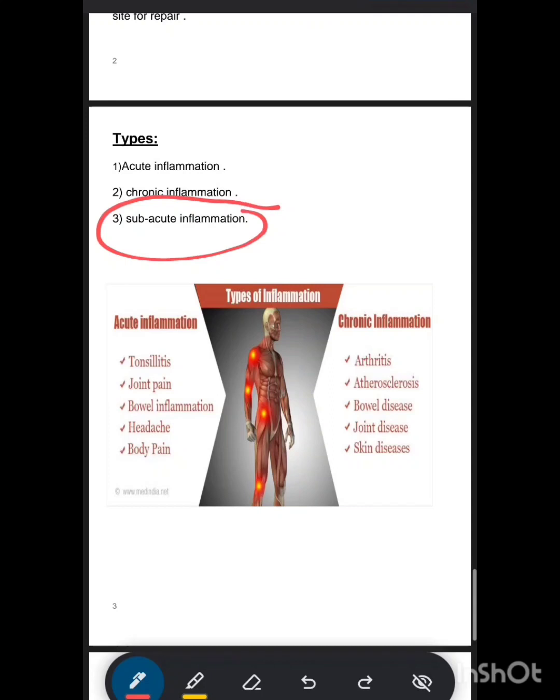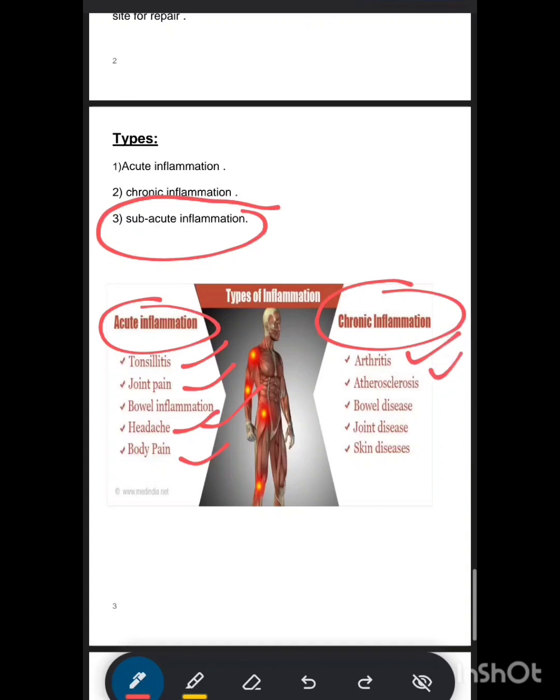Here are some examples of acute inflammation, like tonsillitis, joint pain, bowel inflammation, headache, and body pain, and some examples of chronic inflammation, like arthritis or atherosclerosis, bowel disease, joint disease, and skin disease. Arthritis means inflammation of a joint. Atherosclerosis means inflammation of the arteries.